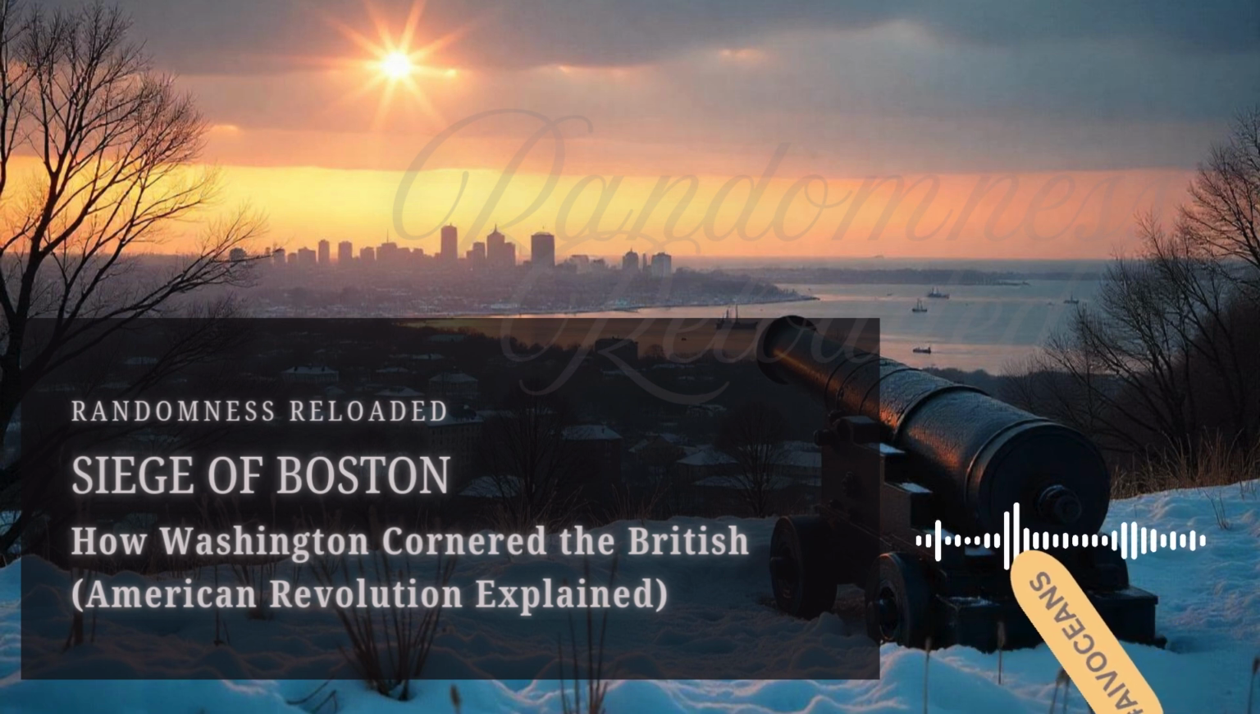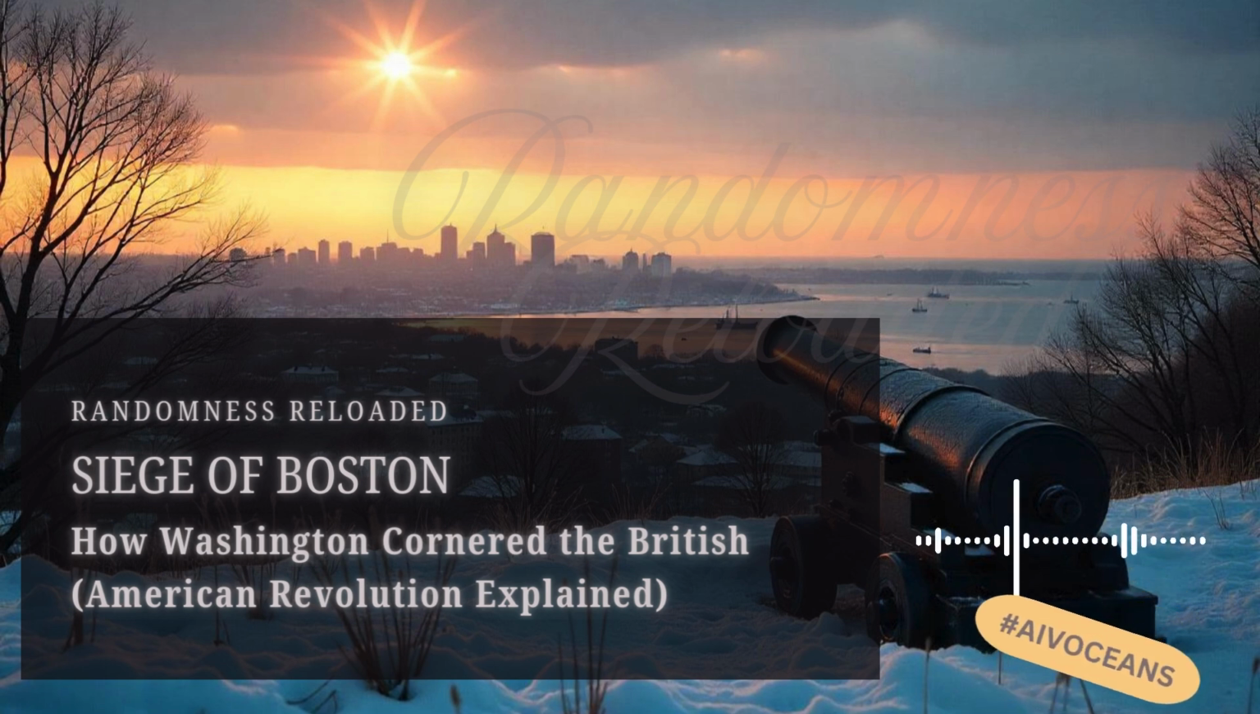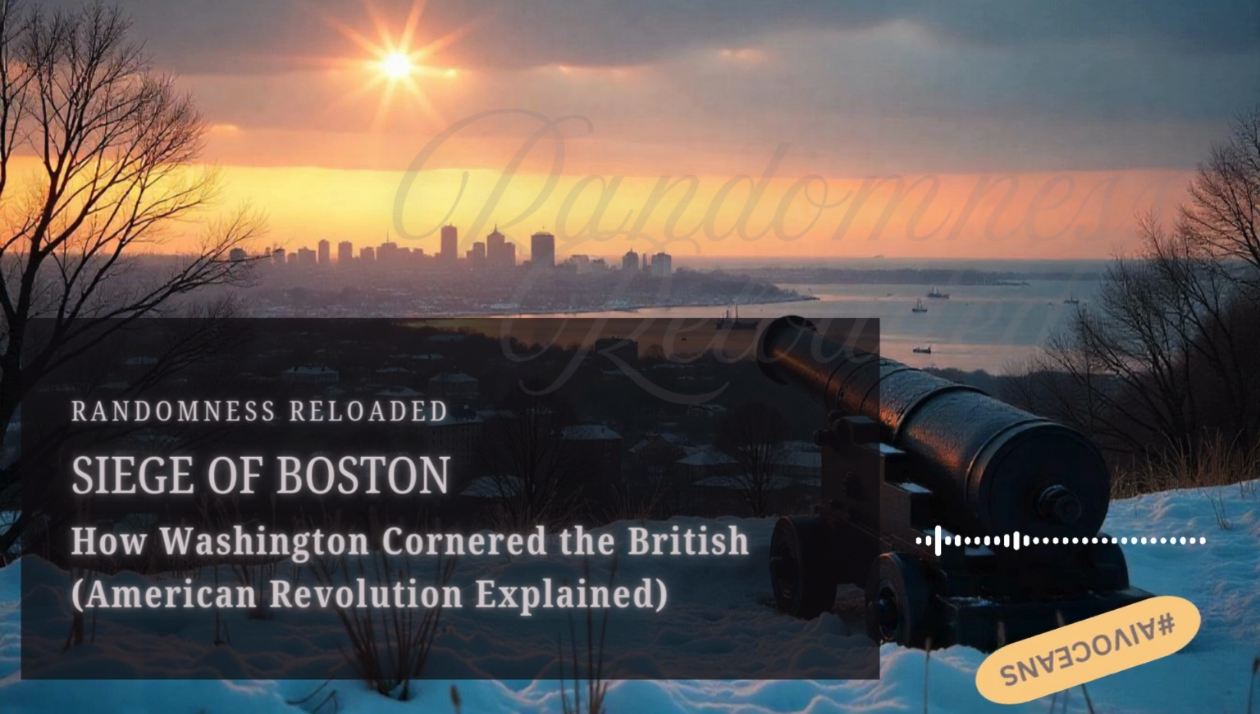Unbelievable. When did they finally arrive? Knox and the cannons rolled into Cambridge on January 24th, 1776, a sight for sore eyes, you can imagine. And that changed everything. Fundamentally. Now, Washington had the heavy artillery needed to threaten the British positions and, critically, the ships in the harbor. It leveled the playing field.